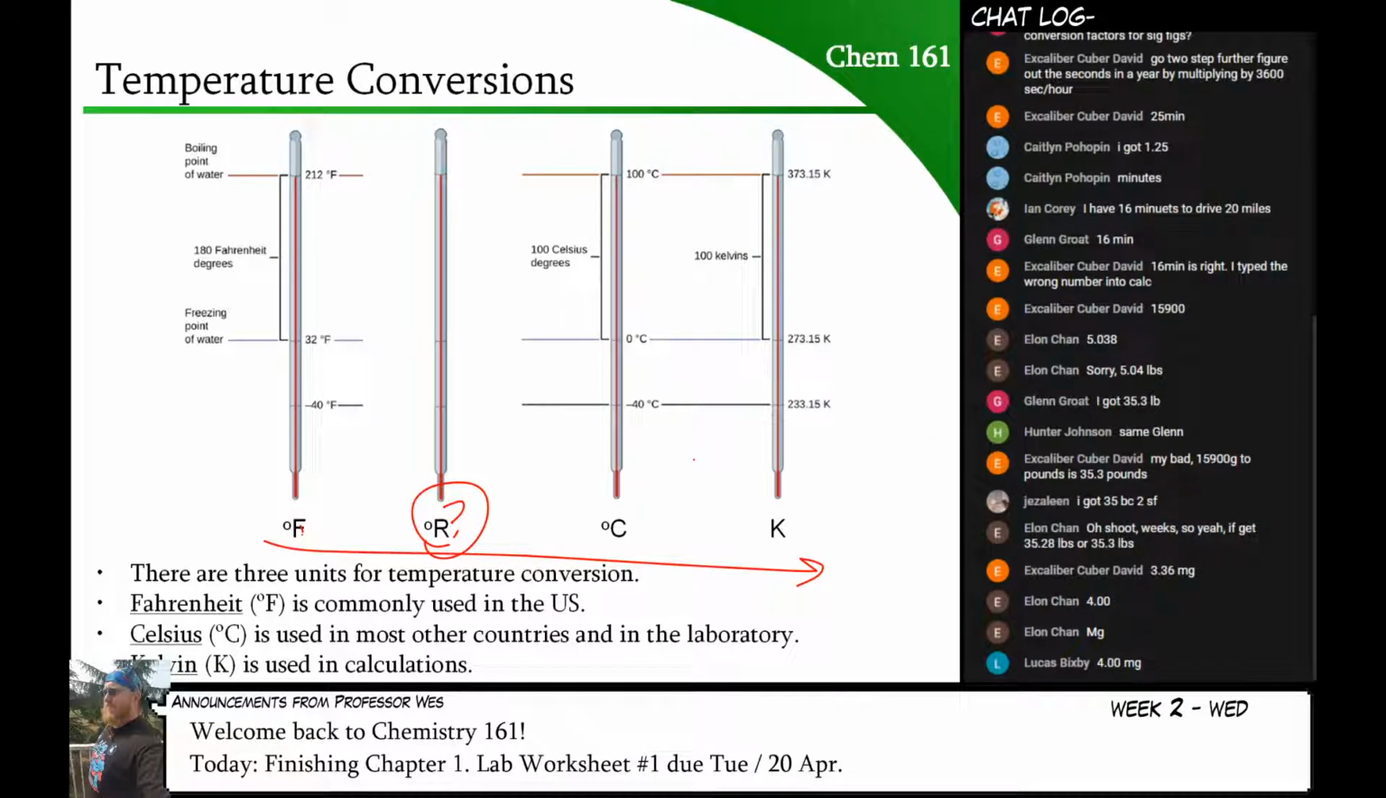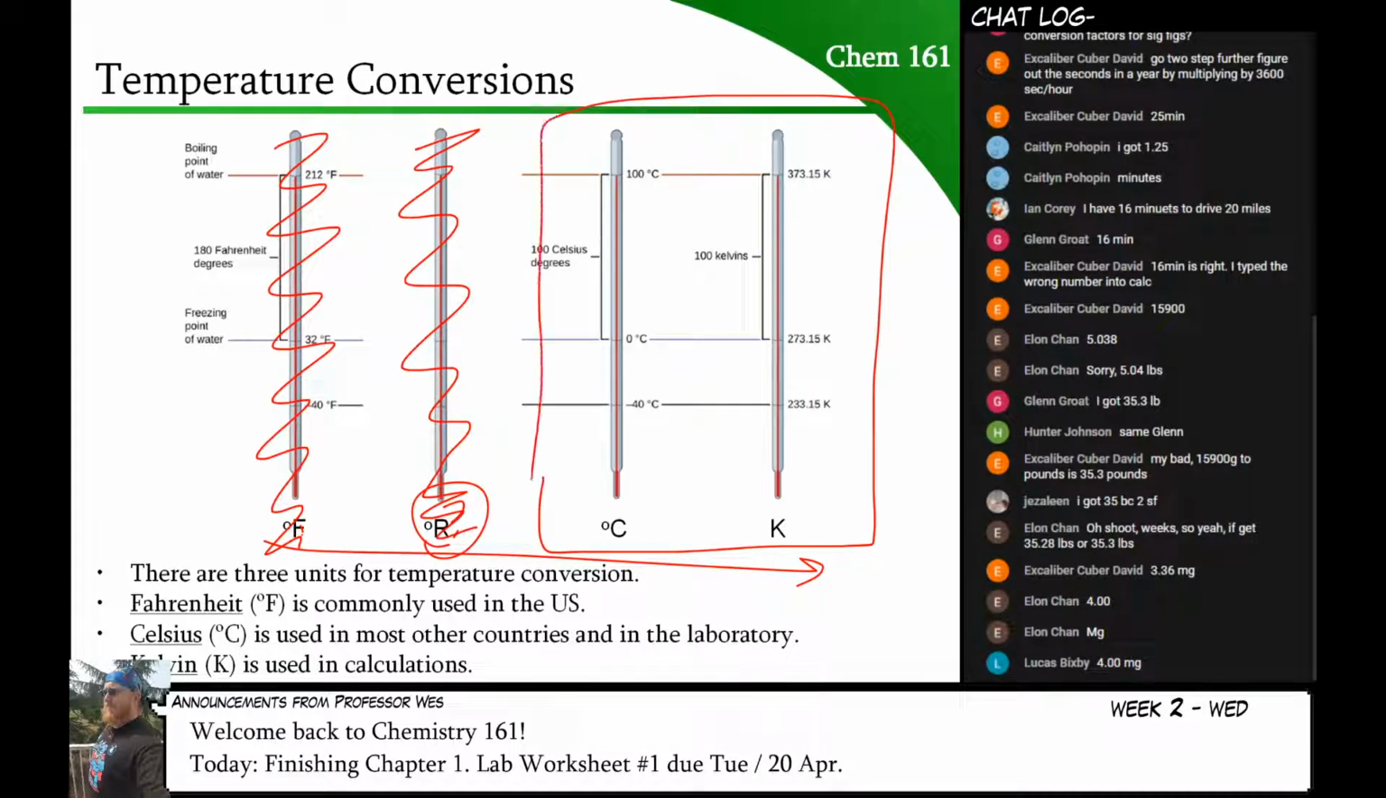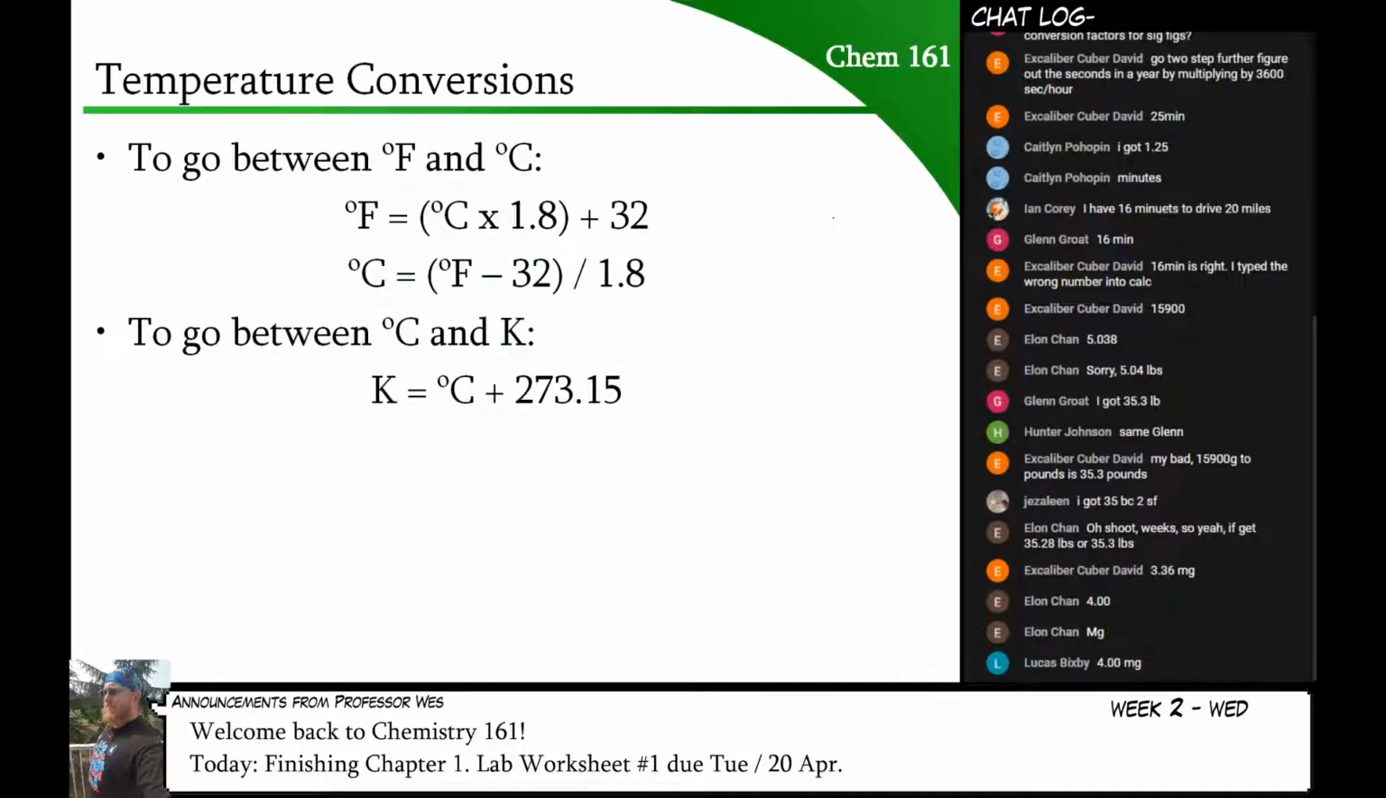So we're not going to actually use Rankine ever. And in fact, we're going to try and avoid Fahrenheit. These are the two that we're going to use. But for the most part, Kelvin is the important one by far. And then I'm going to give you the formulas to convert between those.